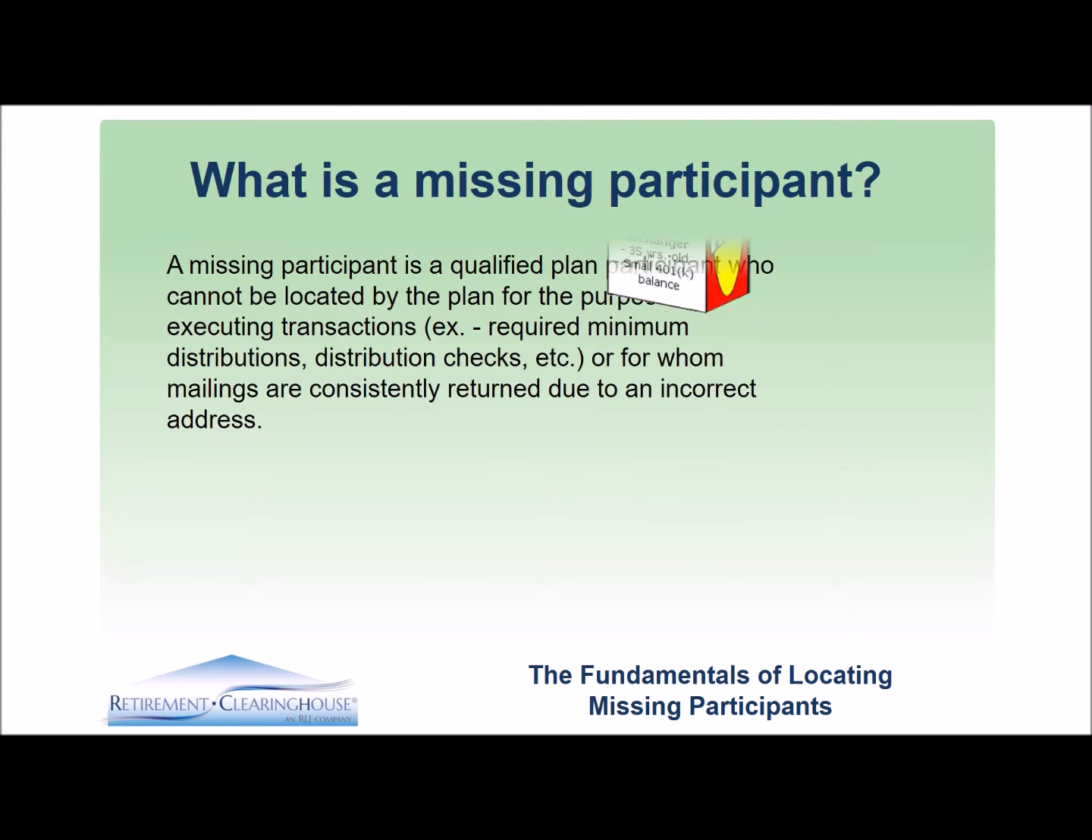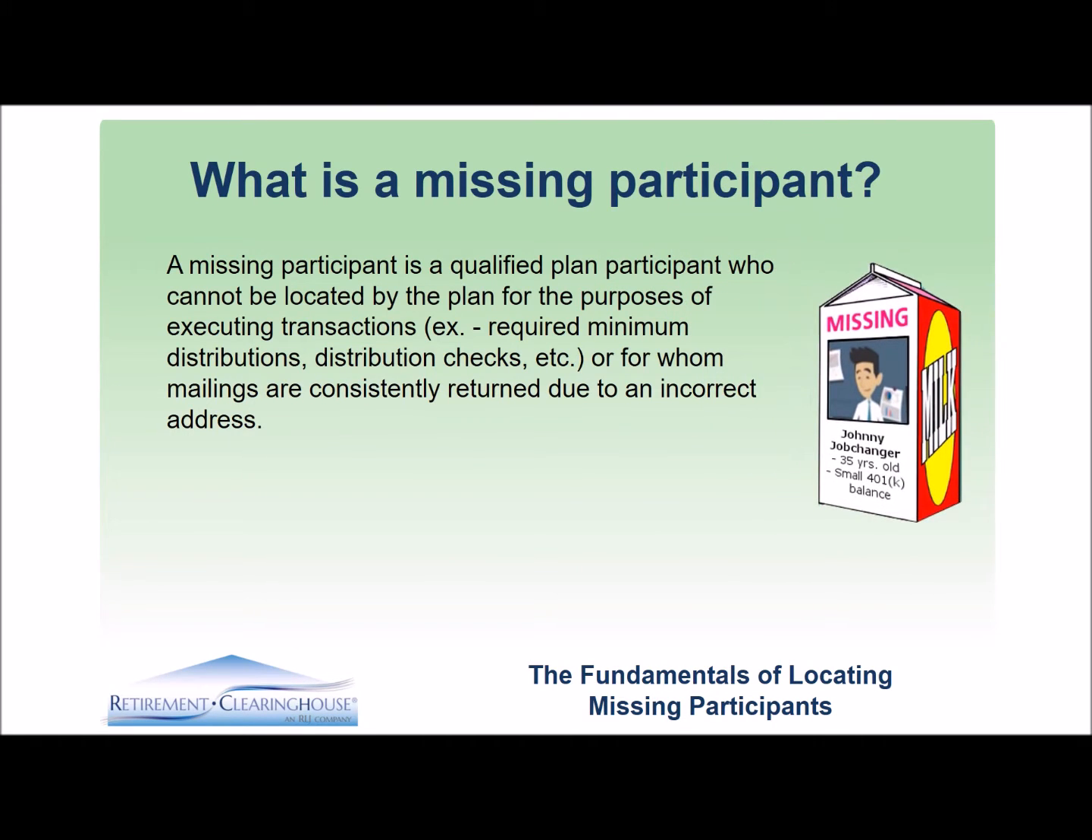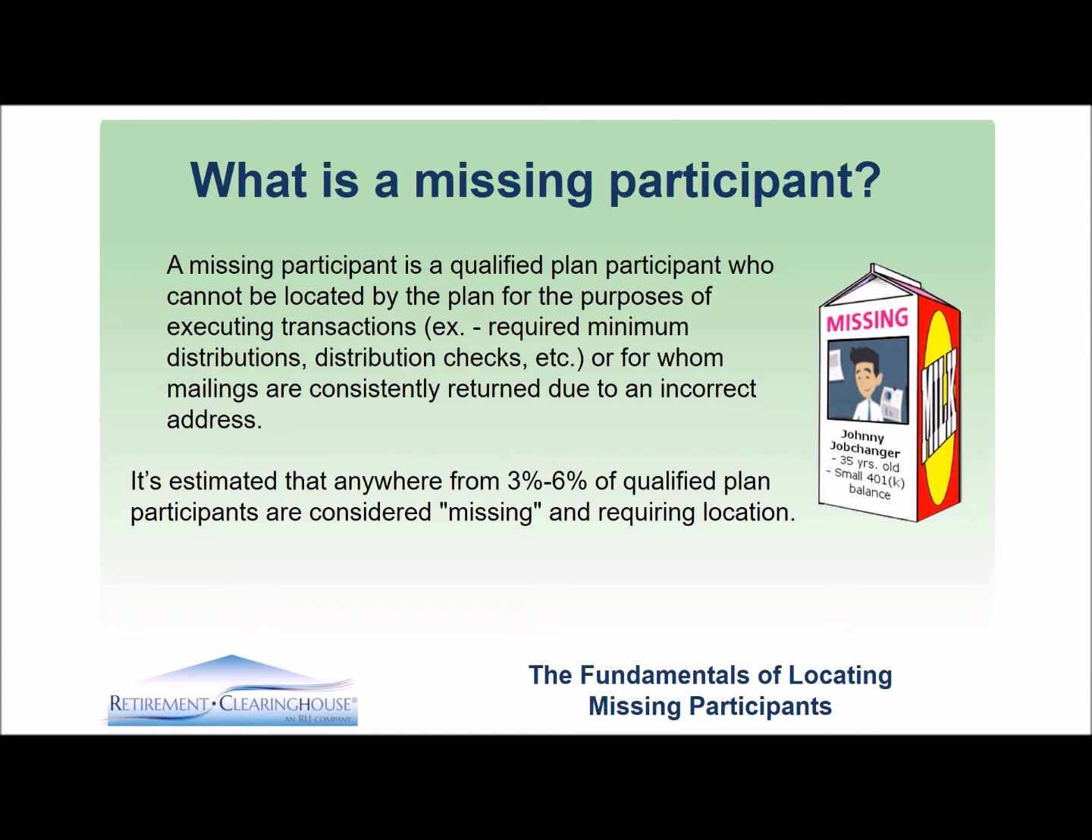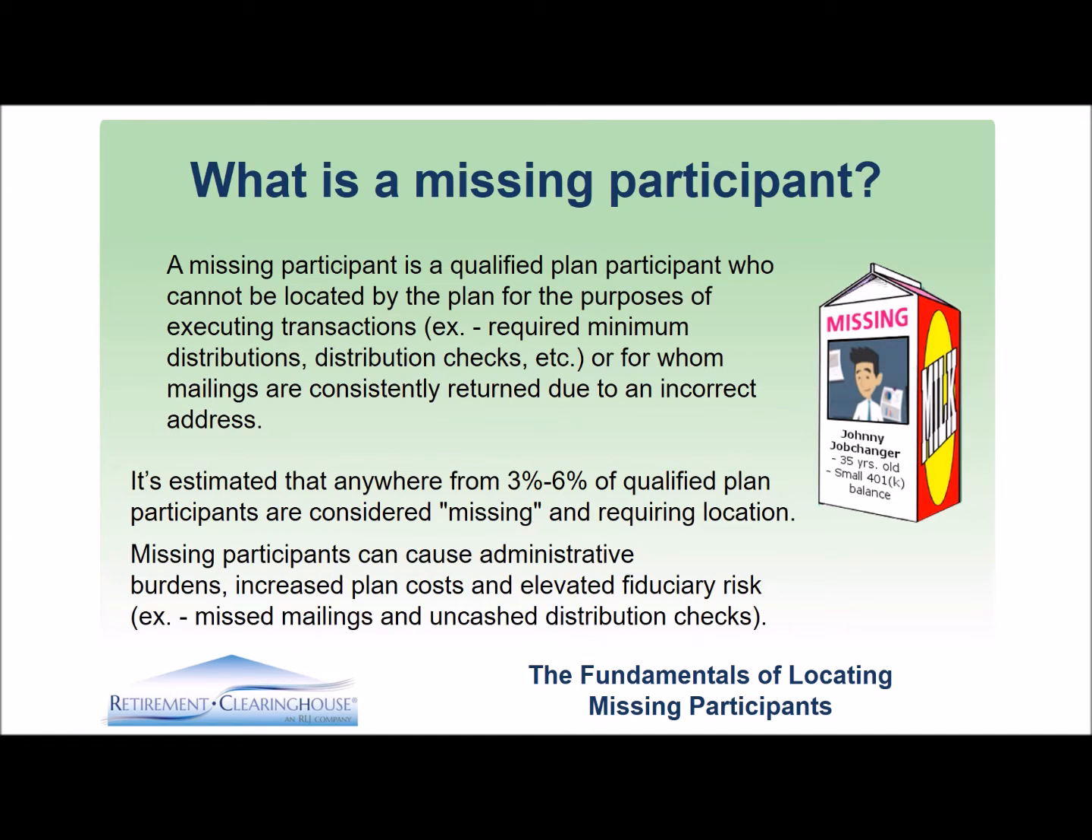What is a missing participant? A missing participant is a qualified plan participant who cannot be located by the plan for the purposes of executing transactions or for whom mailings are consistently returned due to an incorrect address. It's estimated that anywhere from 3 to 6% of qualified plan participants are considered missing and requiring location. Missing participants can cause administrative burdens, increased plan cost, and elevated fiduciary risk.